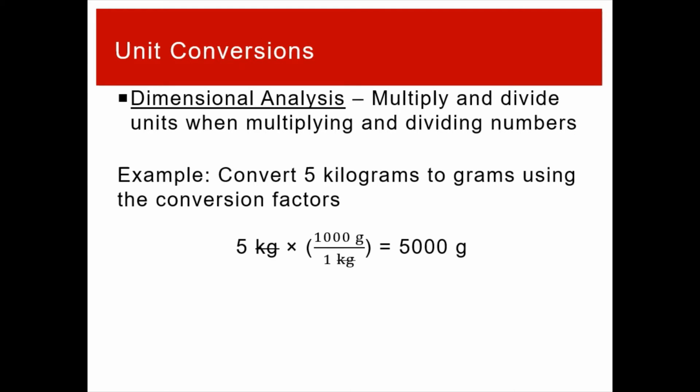So if we want to convert 5 kilograms to grams, we can see that our starting unit is kilograms and our target unit is grams. And so if we multiply by the conversion factor where kilograms is on the bottom of the fraction, this kilograms divides by this kilograms and cancels out. What's left over is the grams that we want for our target answer to be 5,000. We end up with 5,000 grams.